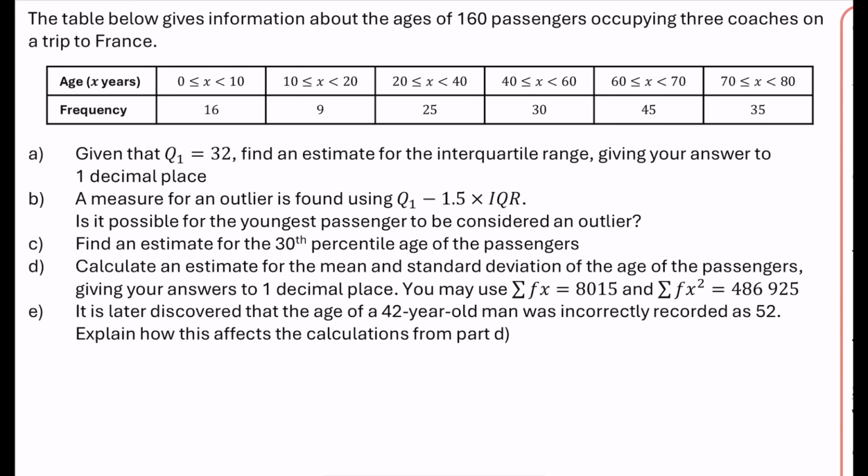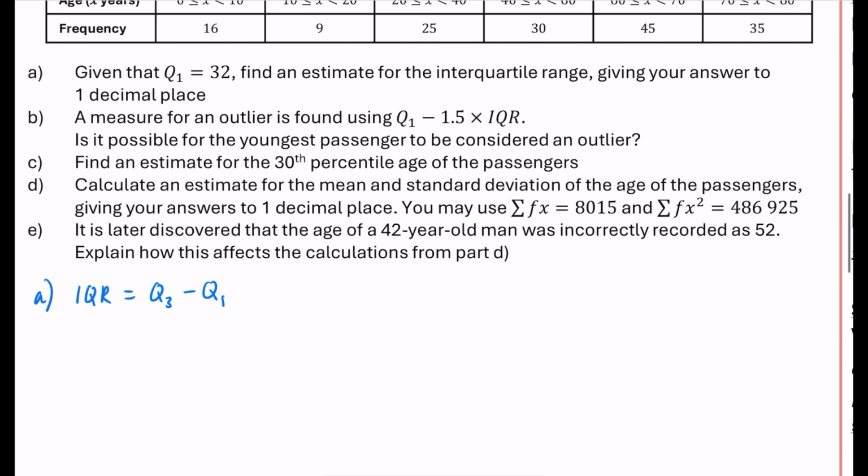So the first thing it says is that given that Q1, remember Q1 is the lower quartile, is 32, find an estimate for the interquartile range, giving your answer to 1 decimal place. Now you'll notice I didn't talk about the interquartile range as a measure of spread on the right hand side, but that's because it's in GCSE, and I think you probably know that already. So the interquartile range is the upper quartile, which is Q3, minus the lower quartile, which is Q1. So what I'm going to do is I'm going to try and find out what the upper quartile is. So I'm going to look for the position for Q3.